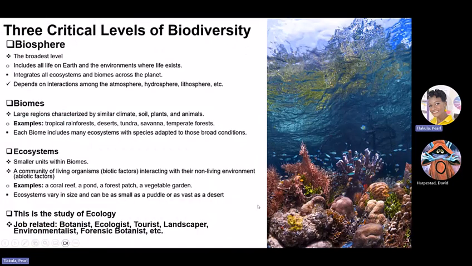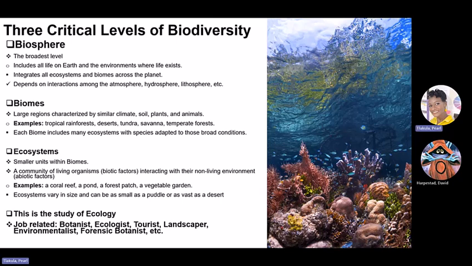So there are 3 critical levels of biodiversity. The highest level is called the biosphere. This is the broadest level, which includes all life on Earth and the environments where life exists. This integrates all ecosystems and biomes across the planet. And it also depends on interactions among the atmosphere, the hydrosphere, and the lithosphere.